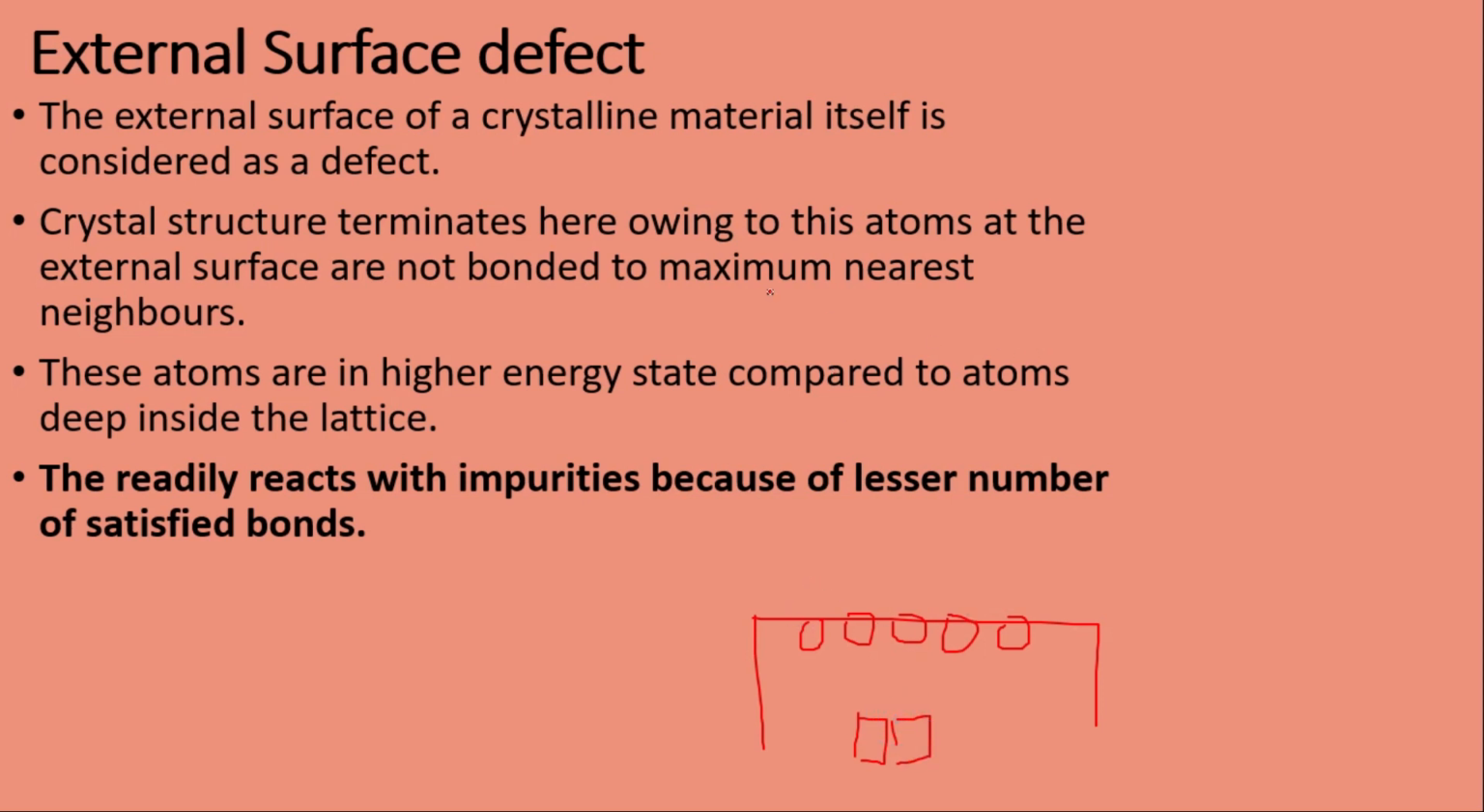surface. Owing to this, atoms at the external surface are not bonded to the maximum nearest neighbors. Atoms deep inside must be bonded to the maximum nearest neighbors, but the atoms at the surface are not. This is why these atoms are in a high energy state compared to the atoms deep inside the lattice. And they readily react with impurities because of fewer satisfied bonds. They have high surface energy and are less bonded, so they are more ready to react with the impurities in the atmosphere. So that itself is considered a defect, and besides there are some other factors as well.